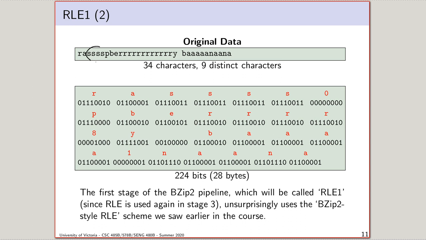What we can see is, let's take a look. Here we have a run of four S characters. There's 1, 2, 3, 4, and then a run length. And the run length is 0. And in BZip2, we actually encode the run lengths into a fixed 8-bit value.